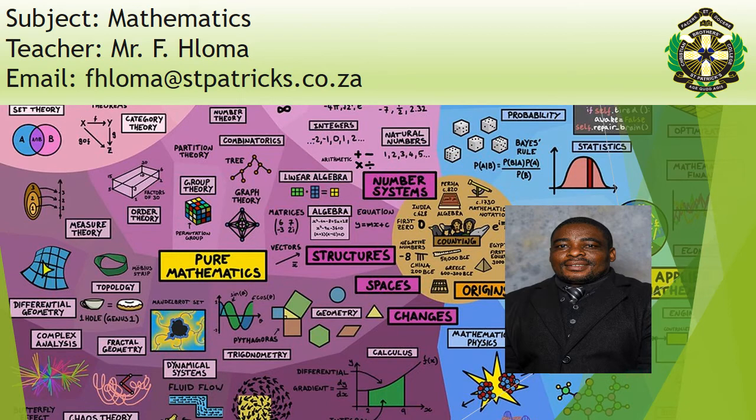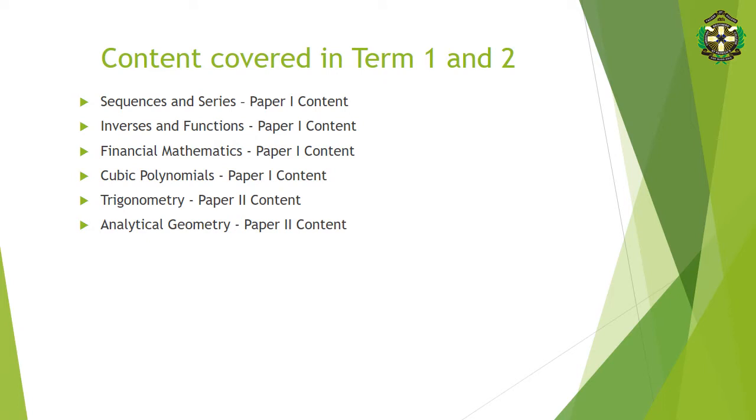Thank you. So, in term 1 and 2, we have covered sequence and series, which is paper 1 content. We have also covered functions and their inverses, which is also paper 1 content. This topic covers about a third of paper 1, so it is very important that the grade 12s still remember what they did in grade 10, grade 11, and grade 12 in terms of graphs and functions and their inverses, because it covers a lot of marks in the final exams.